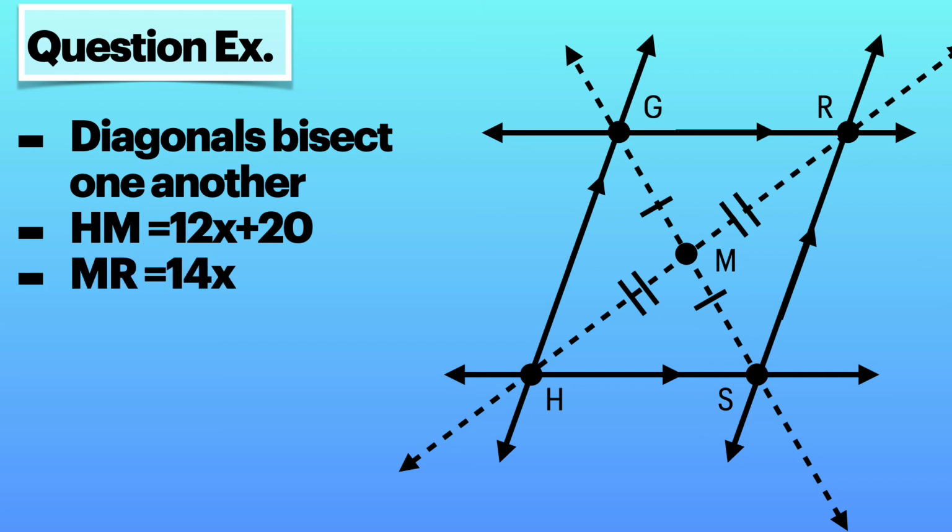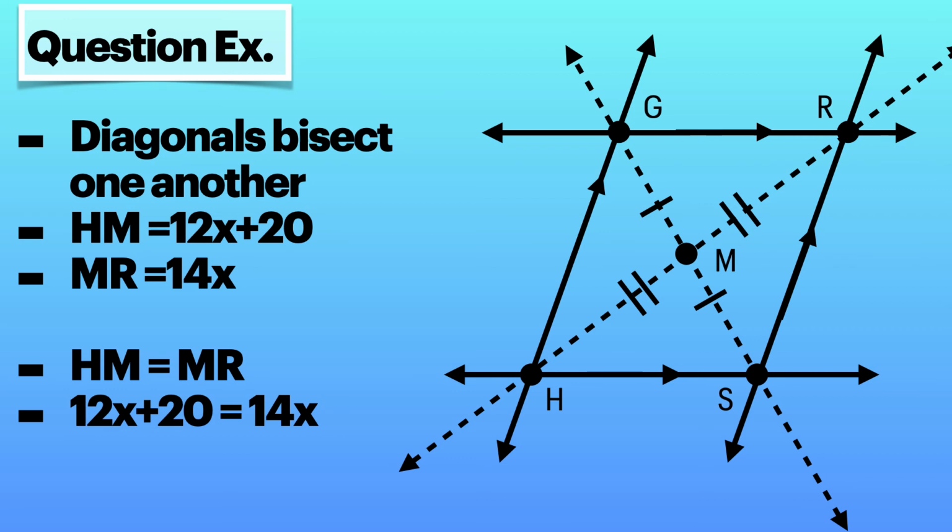MR is going to be equal to 14x. And if we want to go ahead and solve an equation with this, we'd say HM is equal to MR. Fill in our values here, and we get a final solution of x is equal to 10. So these are a few of the different examples that you would see.